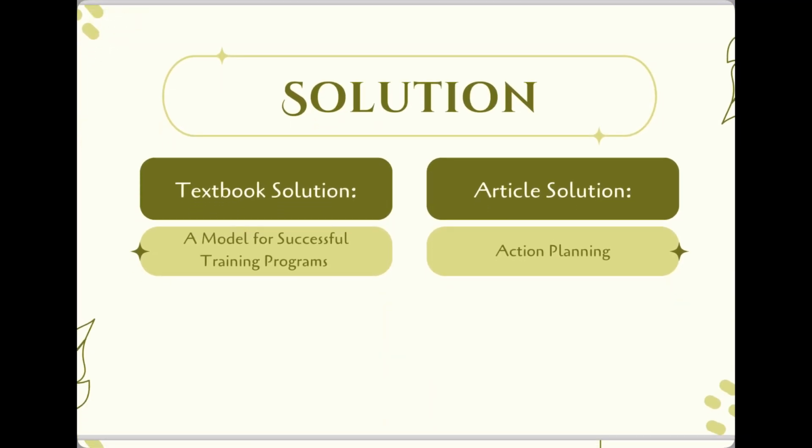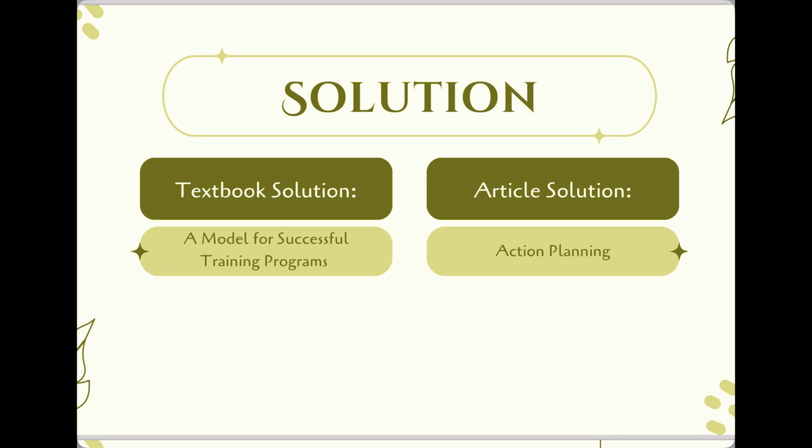The solution proposed in the textbook involves effective training programs that must follow a structured, step-by-step model to ensure success. The first step is to assess training needs. Organizations must identify what workers need to know to perform their jobs effectively. This sets a foundation for the entire training program.